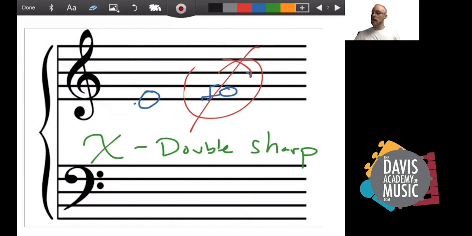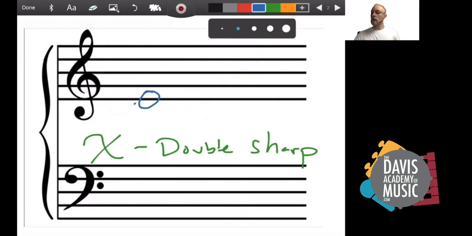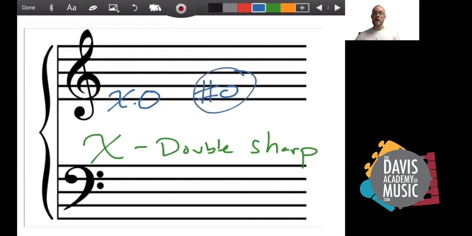So if I write an E and then I put a double sharp in front of the E, that note is no longer an E, and it's not an E sharp, it's actually going to be an F sharp, which would be this note here. However, we wouldn't write that note, but this is the enharmonic equivalent of that note there.